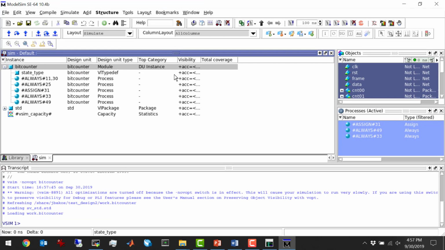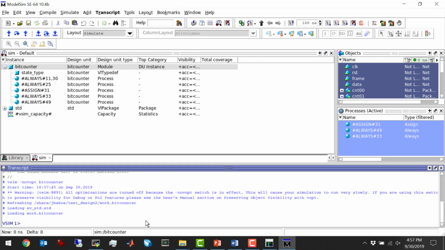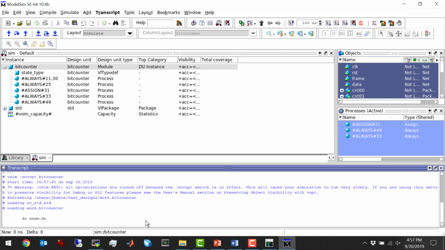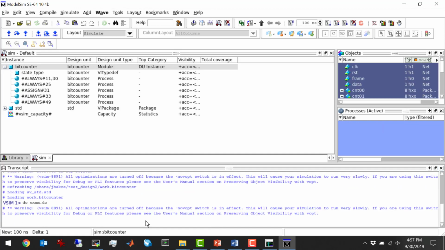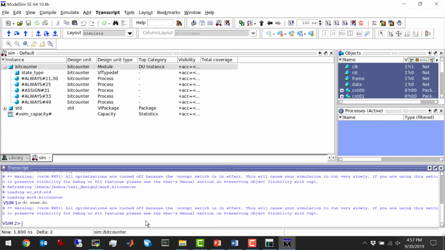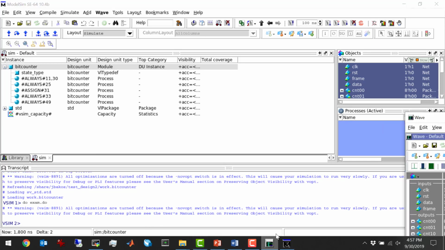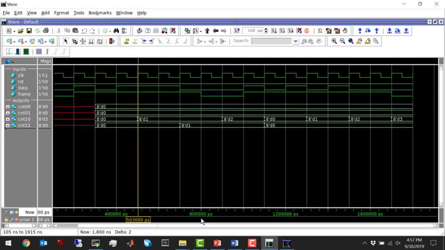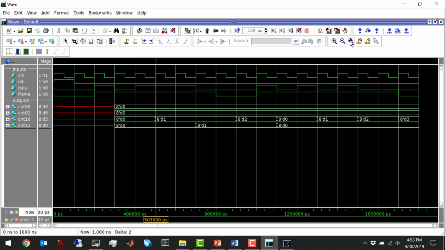Okay, looks good. I can see my signals in there. And to run the do file, you just type do exam.do. And go to the wave window. All right, looks good. So I got my, sorry. Actually, I need to reset the zoom. So I'm gonna hit this little magnifying glass to reset the zoom.